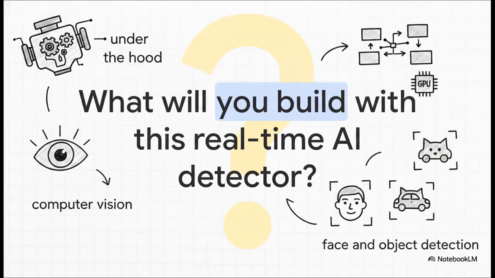So, now that you've peered under the hood, demystified computer vision, and understand exactly how to build a real-time face and object detector from absolute scratch, the power is totally in your hands. You've got a solid, adaptable foundation running beautifully on your GPU. The only question left is, what are you going to build with this real-time AI detector in your next project?